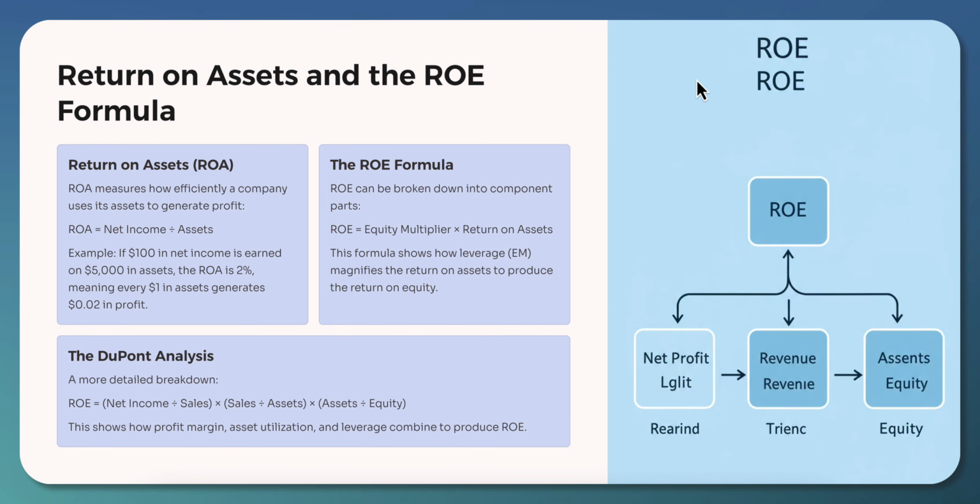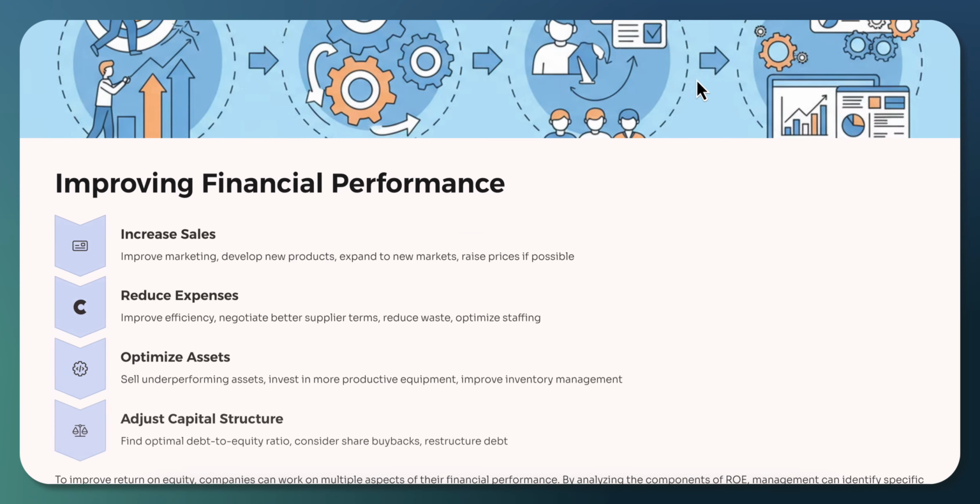Here's just the return on assets and the formulas that you can look at, just to look at it more in depth. If you're falling into financial troubles, that's why it's very important to look at your financial statements. If you want to improve your financial performance, either increase sales, right? Improve your marketing, get the word out more, develop new products, expand into new markets, or charge more. Reduce expenses, reduce things that you don't need to spend money on, reduce that waste. Optimize your assets, or adjust your capital structure.